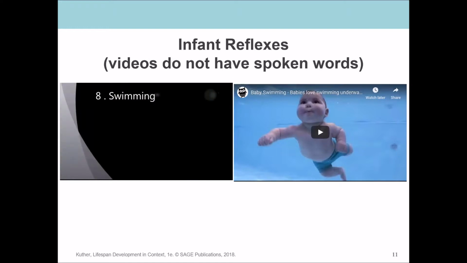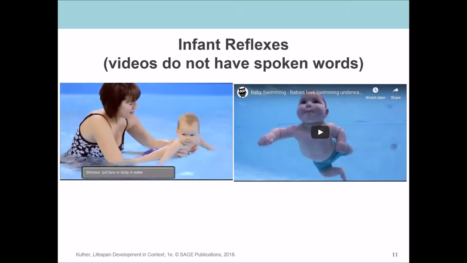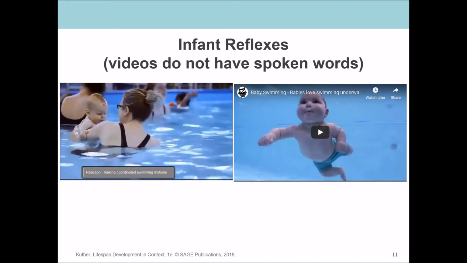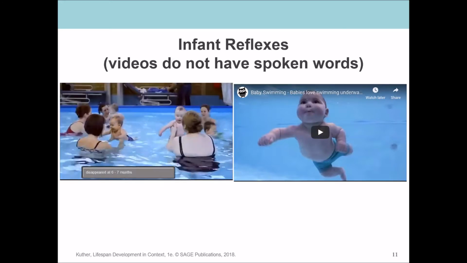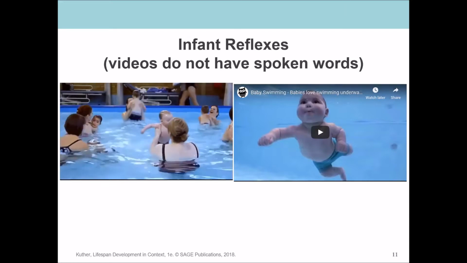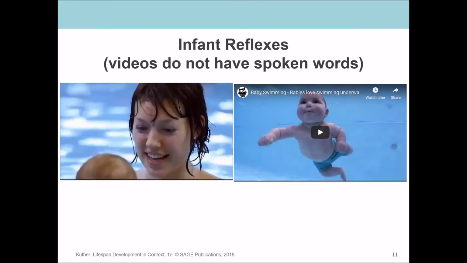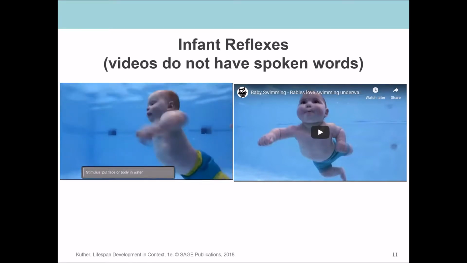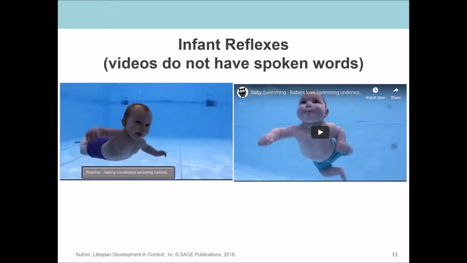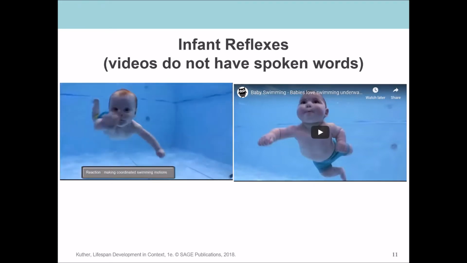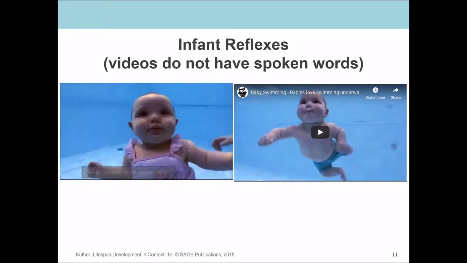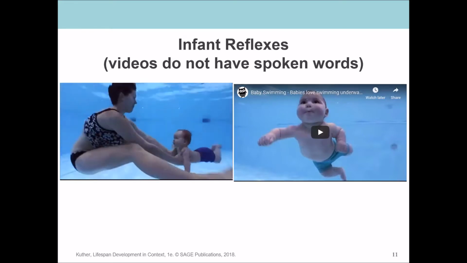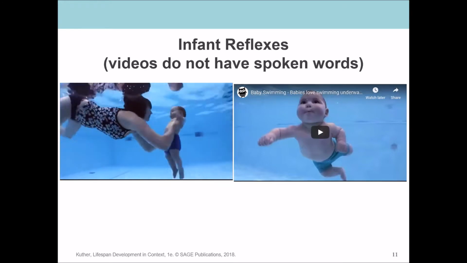Eight is swimming. The stimulus, you put your face or body in the water, and the reaction is making coordinated swimming motions. This disappears at 6 to 7 months. So you'll notice that a baby will automatically make swimming motions, close their mouth and not breathe in the water.